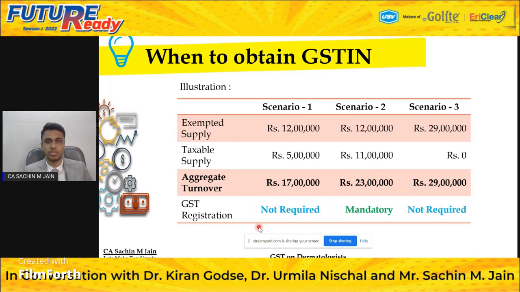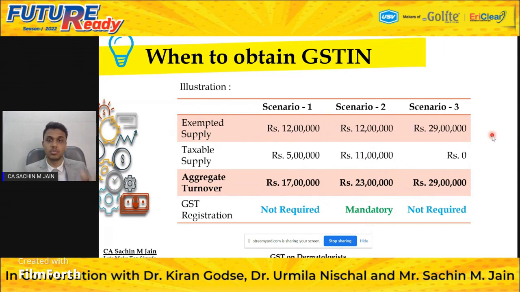So in total it becomes 17 lakh rupees, which is less than 20 lakh, so he doesn't need to obtain the GST number. In scenario number 2, the exempted sales are 12 lakh rupees and taxable sales are 11 lakh rupees, so in total the turnover is 23 lakh rupees. He needs to obtain the GST number because the turnover crosses the limit of 20 lakh rupees.